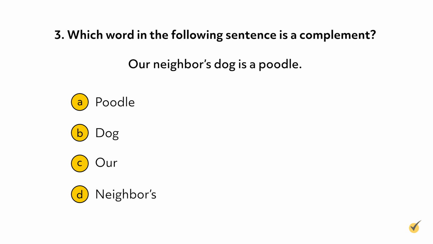Number 3. Which word in the following sentence is a complement? Our neighbor's dog is a poodle. A. Poodle. B. Dog. C. Our. Or D. Neighbors.